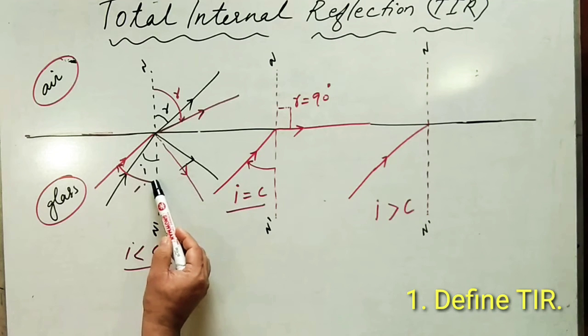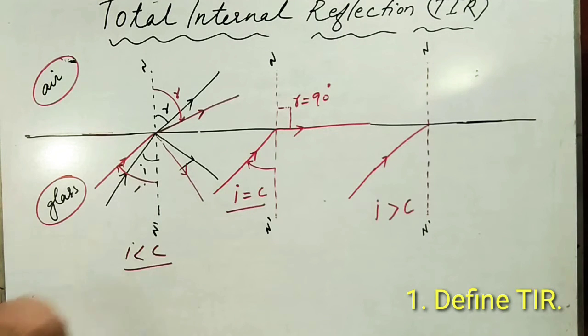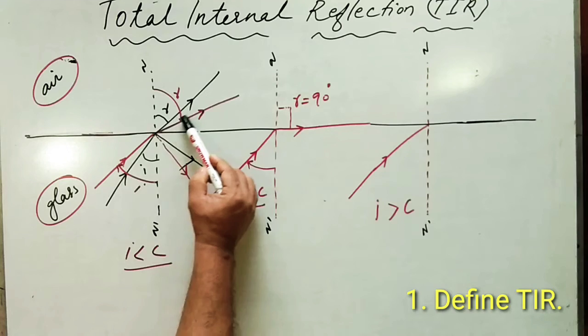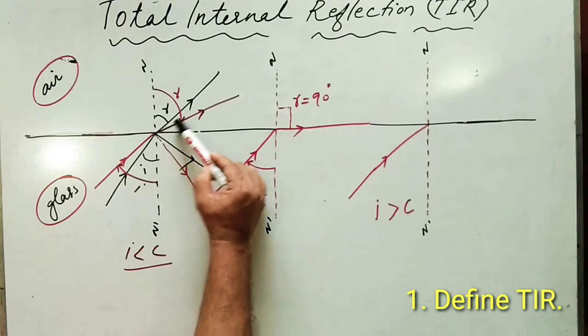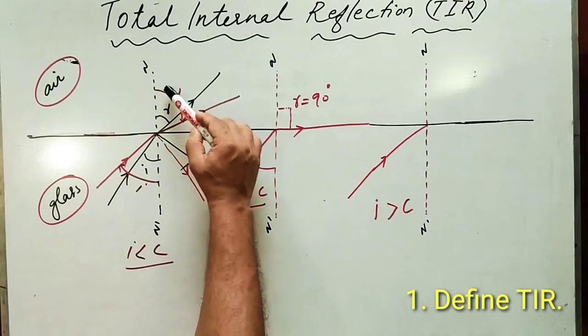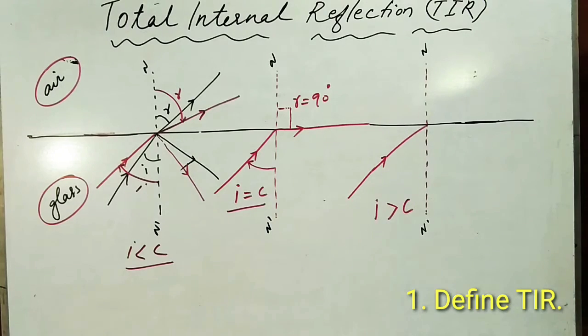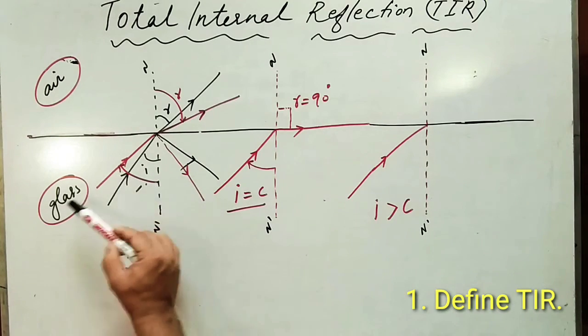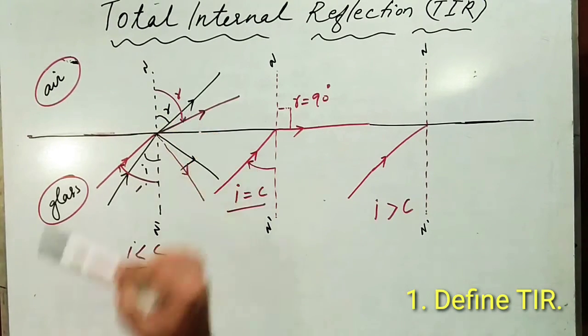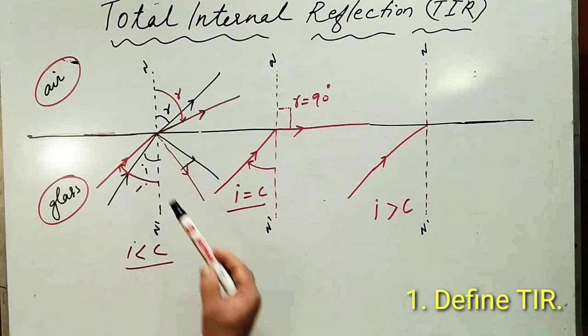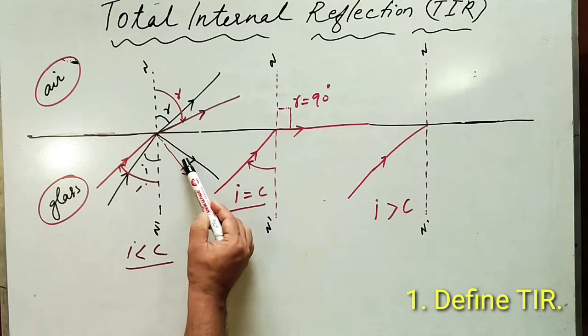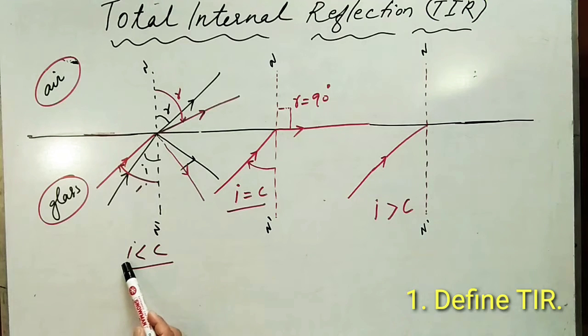Now gradually you increase the angle of incidence. What you can see, shown by the red light rays, is the angle of refraction going on increasing. As you increase the angle of incidence, the angle of refraction goes on increasing, and refraction and reflection take place at an angle lesser than the critical angle.